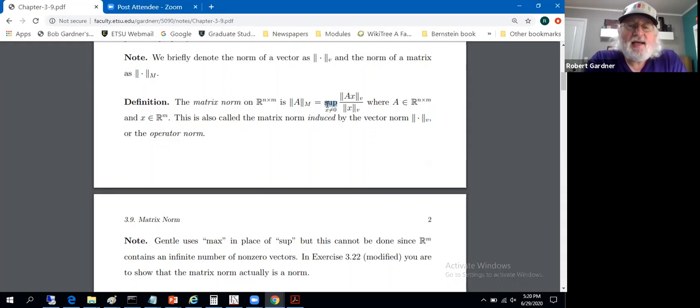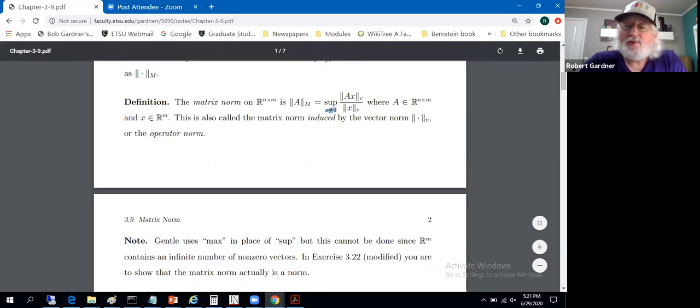I can't say maximum unless I know there actually is a maximum, and we don't know there's a maximum. We're taking this thing over all non-zero vectors. Well, how many non-zero vectors are there in, say, Rm? A bunch of them. There's infinitely many, and that's a problem. In the short term, we'll resolve it. But Gentle from the beginning says maximum instead of supremum.